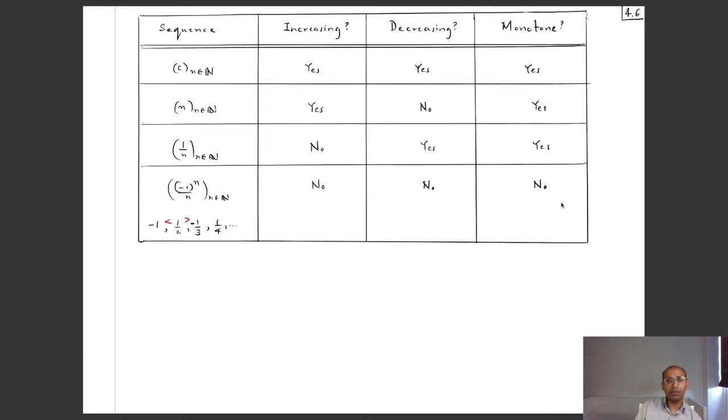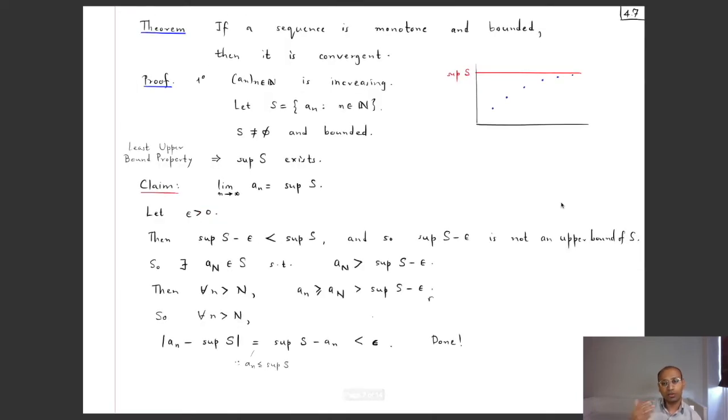Alright, so by now we know what is a bounded sequence and what's a monotone sequence. So at long last we are ready to prove this theorem, which was promised earlier. And this theorem says that if a sequence is monotone and bounded, then it's convergent. So we divide the proof into two parts. We'll first handle increasing sequences, and then we will handle decreasing sequences, because if it's monotone, it can be either increasing or decreasing.